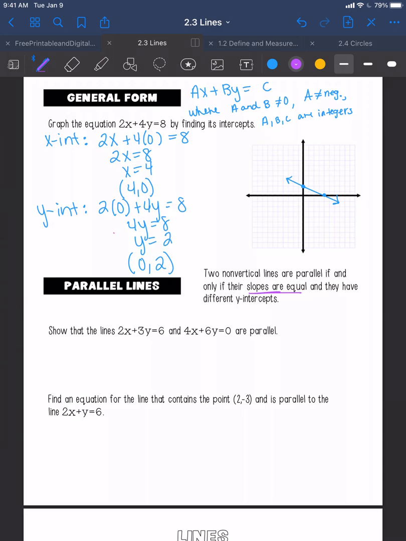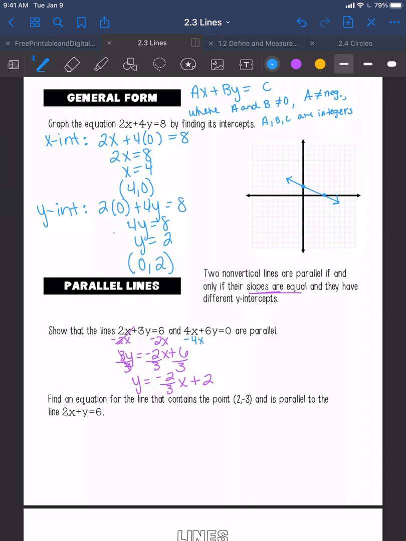So here we're asked to show that these two lines are parallel. So in order to do that, I need to show that their slopes are the same. And to see their slopes, I need them in slope-intercept form. So I'm going to take each and rewrite them. Subtract 2x. So 3y equals negative 2x plus 6. Divide everything by 3. Y equals negative 2/3 x plus 2. So that first equation has a slope of negative 2/3.